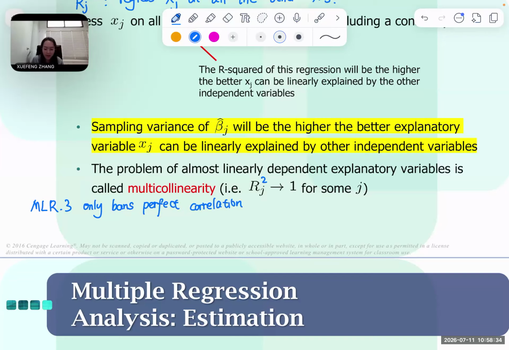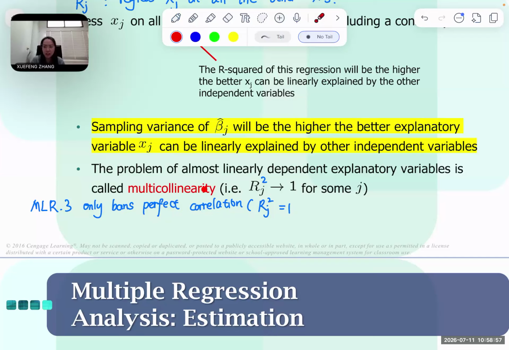Perfect correlation between the x's means Rj squared equals 1. See the difference? One is exactly 1, but another one is close to 1, okay? Maybe 0.8, 0.85.